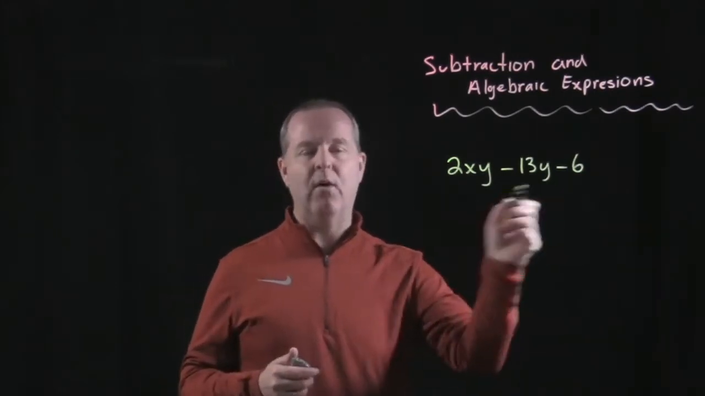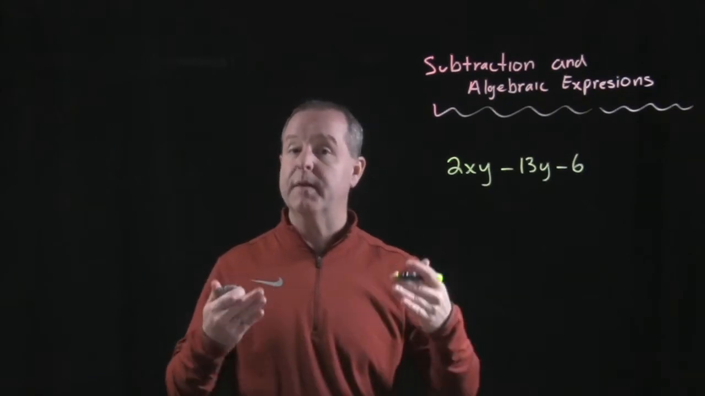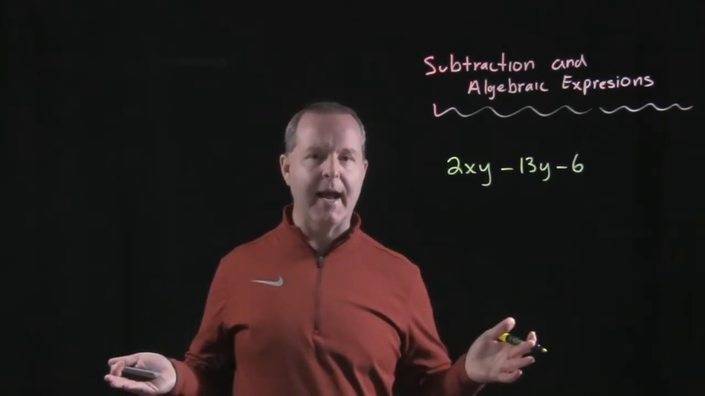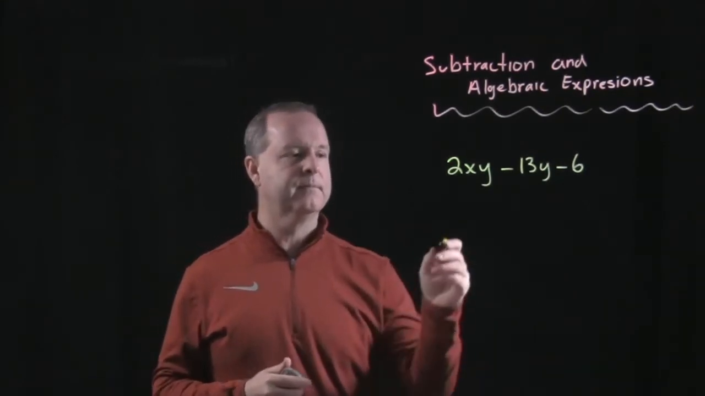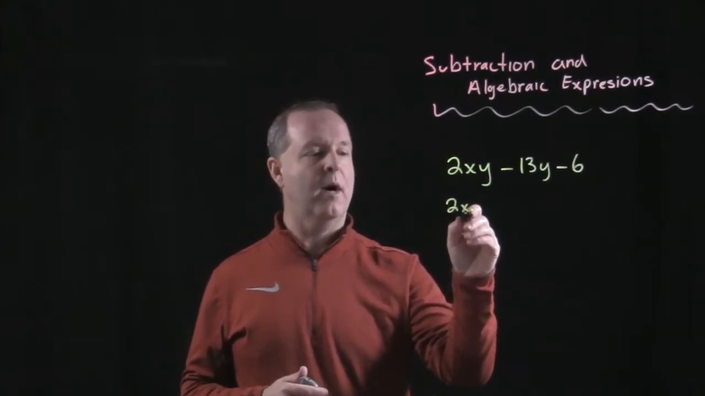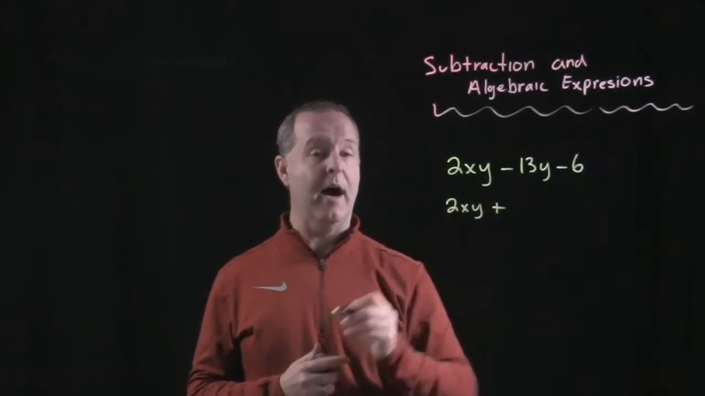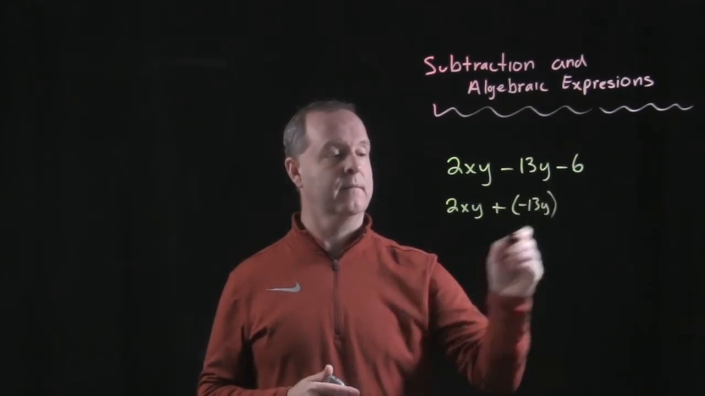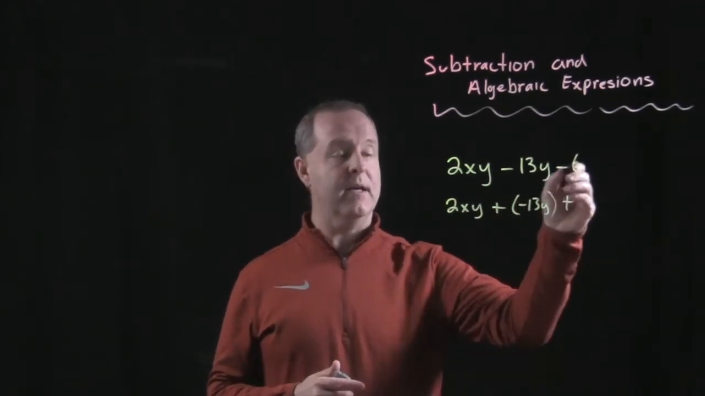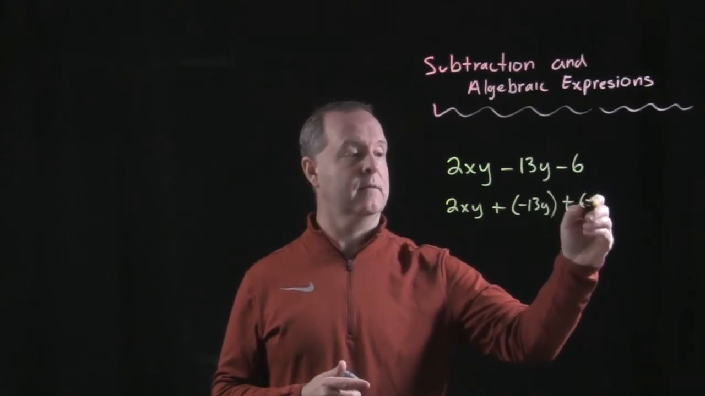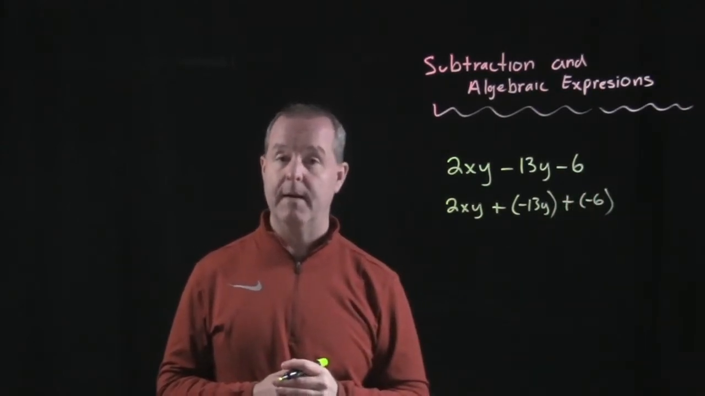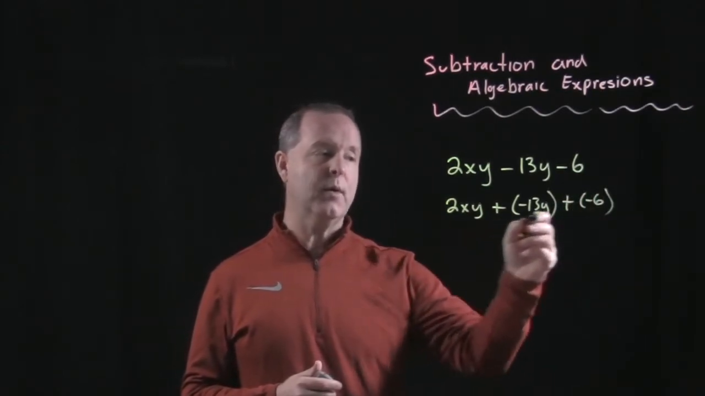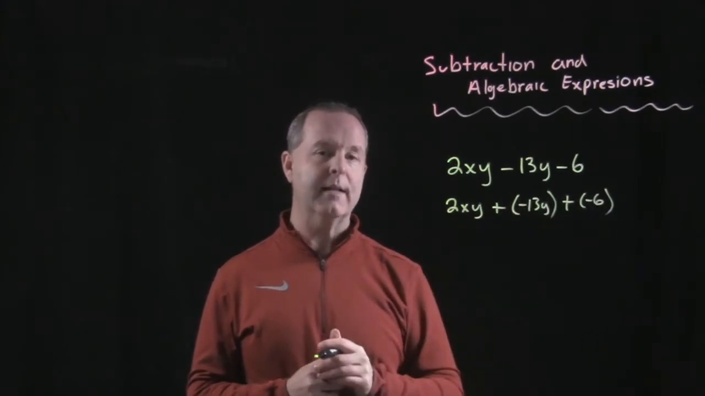So how do we add or how do we subtract these? Let's go with the same process. Let's rewrite it as an addition problem. So 2xy, let's add the opposite of 13y. Let's add the opposite of 6 and go from there.